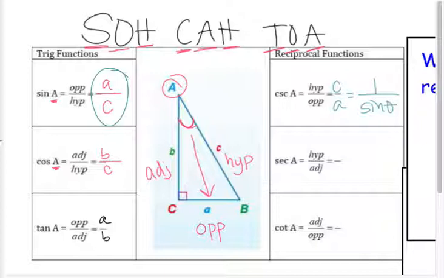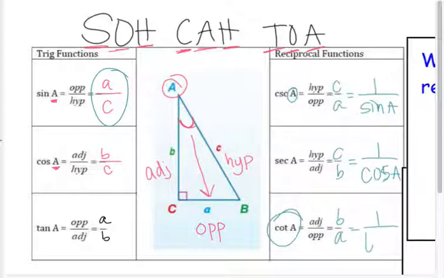Okay, secant is the reciprocal of cosine. If you notice, it's hypotenuse over adjacent. So it's really C over B, or another way is 1 over cosine of theta. Okay, sorry, not theta, A, because we're talking about angle A. Theta is another term we use for angles, but we have angle A still. So it's cosine of A. Sorry, cotangent is the adjacent over the opposite, which is the reciprocal of tangent. So now it's going to be B over A, or it's 1 over tangent of A.